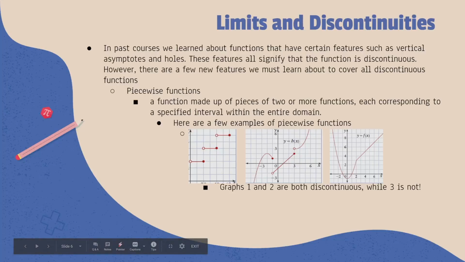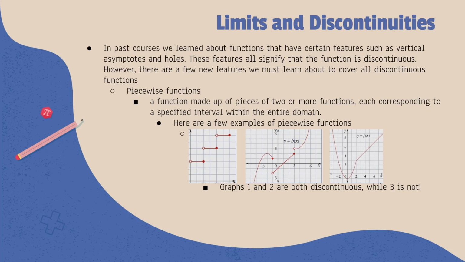So now let's talk about limits and discontinuities. In past courses, we actually learned about functions that have certain features that restrict its domain or have certain gaps within their graphs. Those features were holes and vertical asymptotes. It's very important that you realize it was only vertical asymptotes, because horizontal asymptotes didn't actually change the domain. The only thing that it changed, it restricted our range.